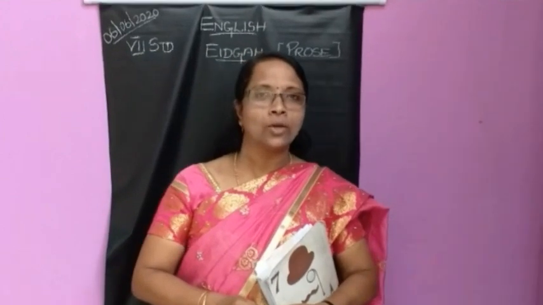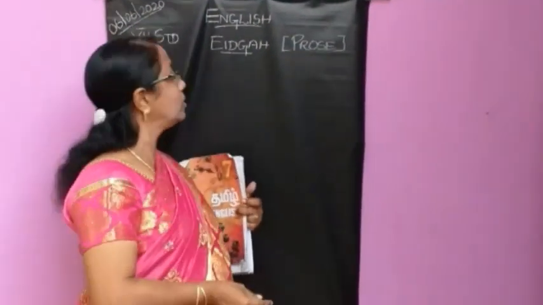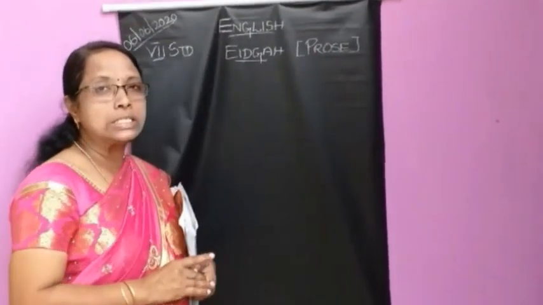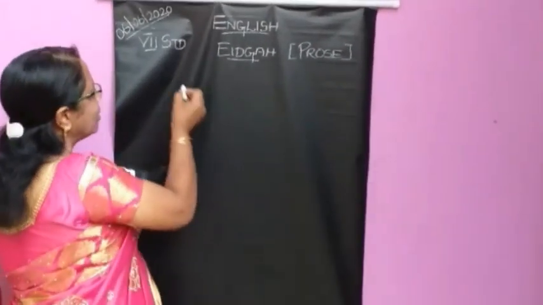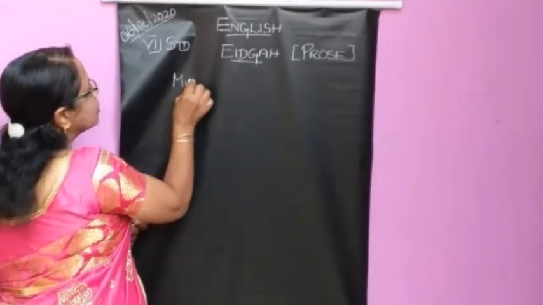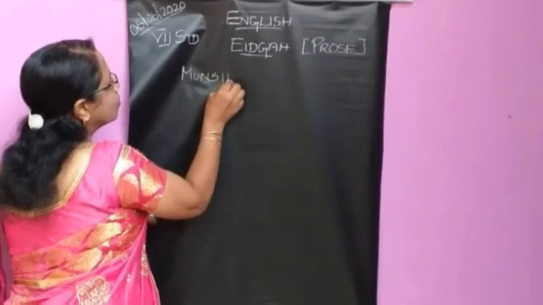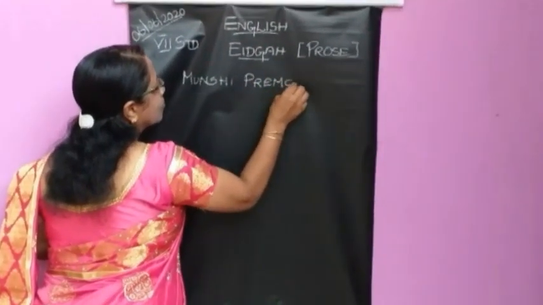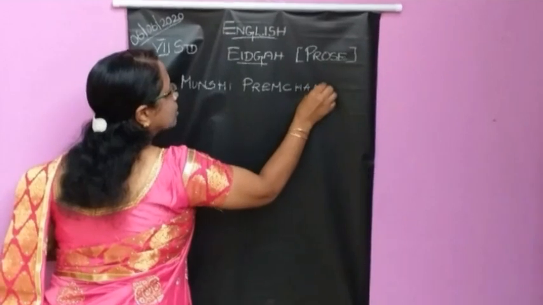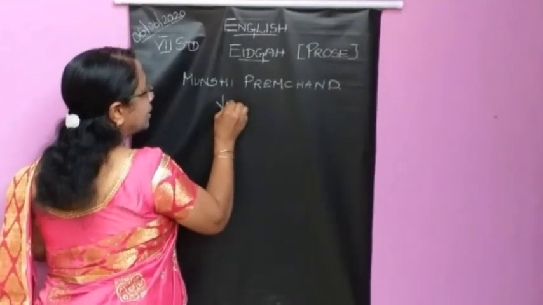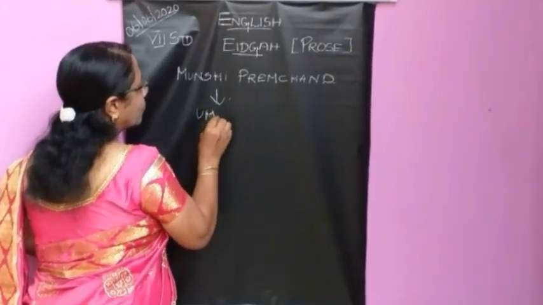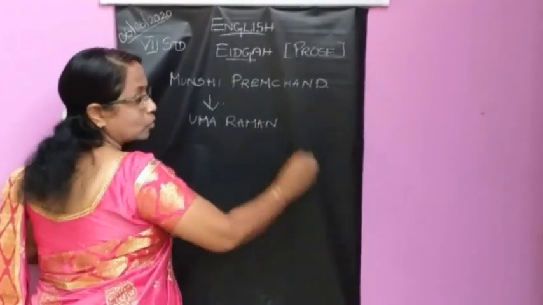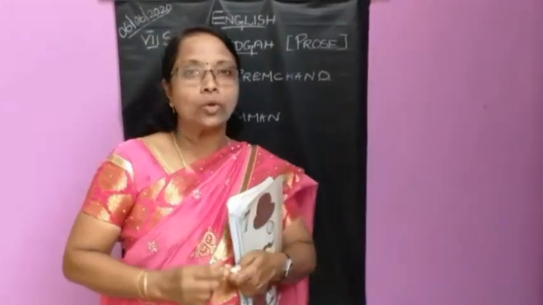Today in prose, we are going to see about Idga. The first lesson in prose is Idga. It is written by Munshi Premchand, and it is translated by Uma Raman. It is an interesting story. You listen to it so that you can know the story easily.